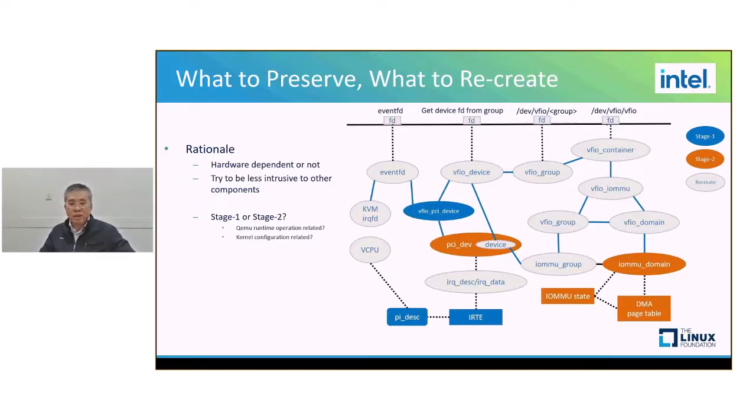And third, if we need to save it, which stage does it belong to? Is it manipulated by Qemu runtime operations, or will it only be destroyed by kernel reboot? For example, the VFIO PCI device data structure has hardware-dependent states. The underlying PCI device will be disabled when Qemu quits, and it will be enabled by Qemu restart. So it belongs to stage 1. In later slides, we will look into these Keepalive states in more detail.